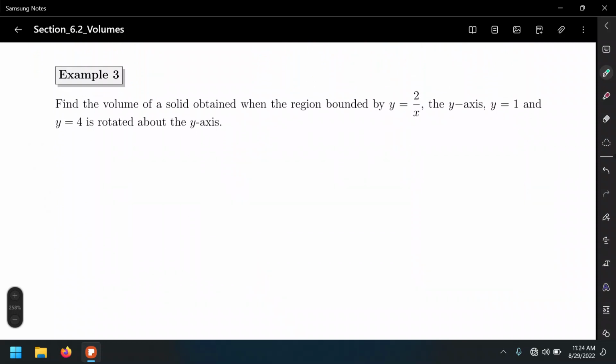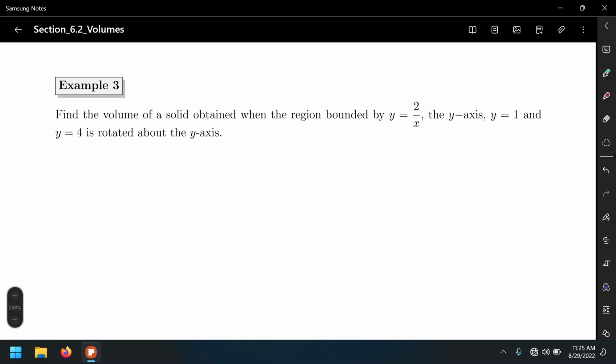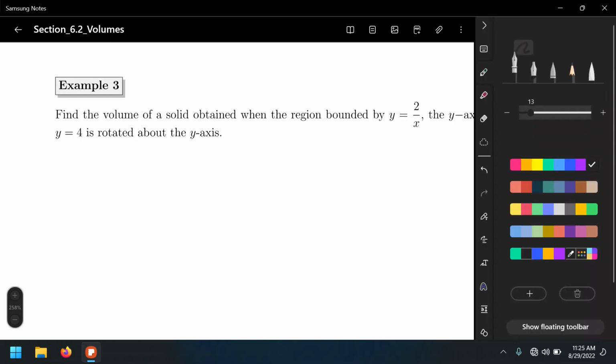Find the volume of the solid obtained when the region bounded by y equals 2 over x, the y-axis, y equals 1, y equals 4, is rotated. They're giving us a bunch of information here, and this is rotated not about the x-axis anymore, but this time about the y-axis. All right, number one. Picture.